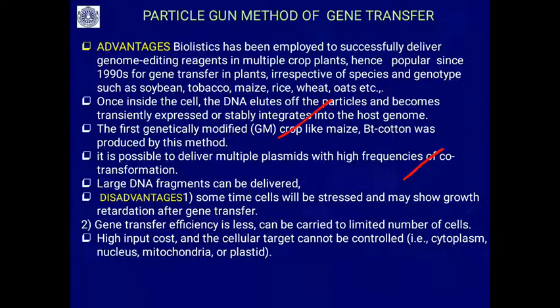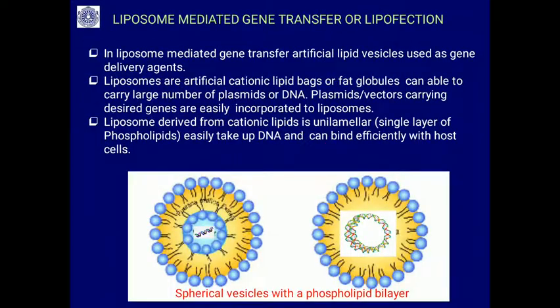Gene transfer efficiency is less, and can be carried out in a limited number of cells. There is high input cost, the cost is so much for this method, and the cellular target cannot be controlled. So we can't control to which part of the cell the DNA is delivered, to the cytoplasm, nucleus, mitochondria, or plastids. So this is the disadvantage with respect to this method.